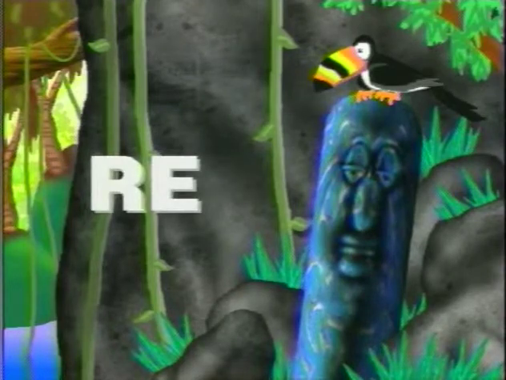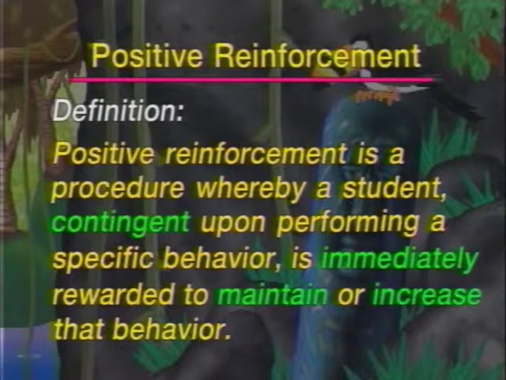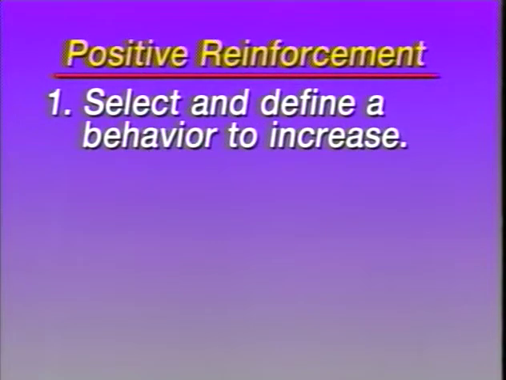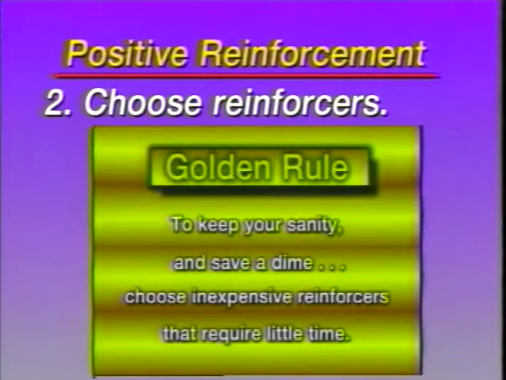Let's review. Positive reinforcement is a procedure whereby a student, contingent upon performing a specific behavior, is immediately rewarded to maintain or increase that behavior. Start by selecting and defining the behavior to increase. Then choose from a wide variety of reinforcers. Always remember the golden rule.